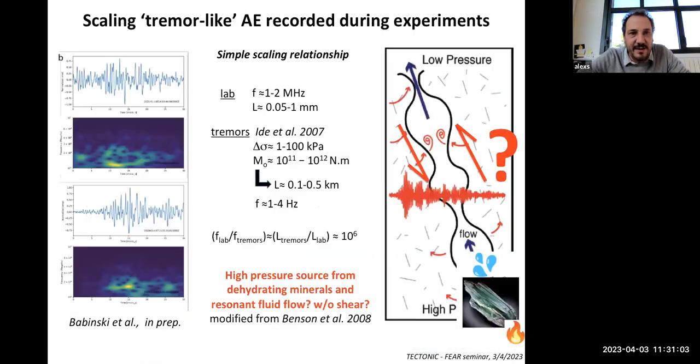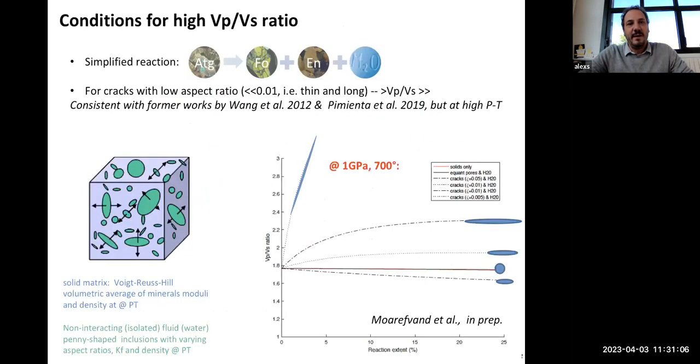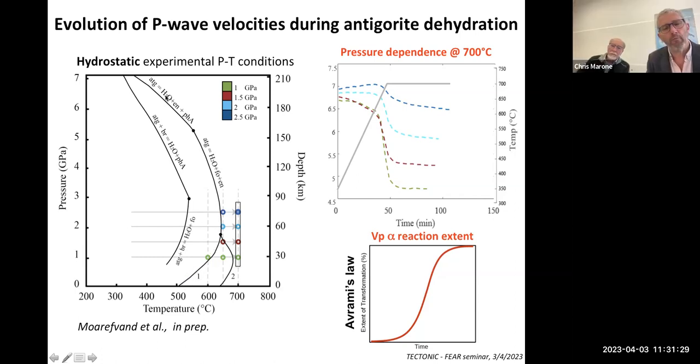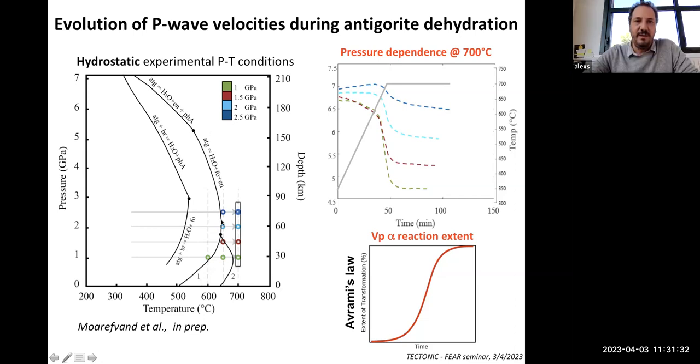So actually, maybe the reaction of serpentine will be a good way to explain that. You see that dehydration reactions in phase diagrams always have this bell shape. The first thing is that they're almost always vertical because they are mainly thermometers. They are controlled by temperature, and then they have this bell shape.